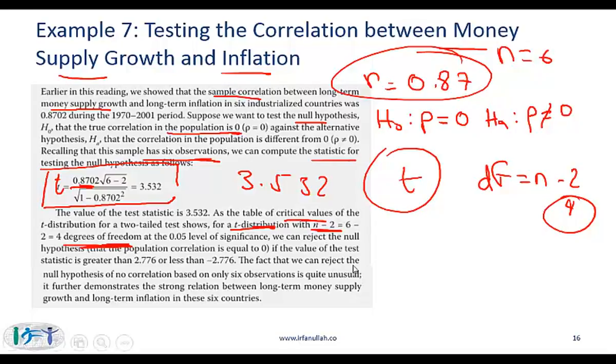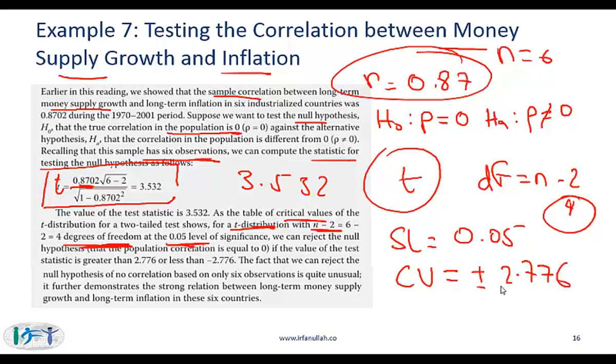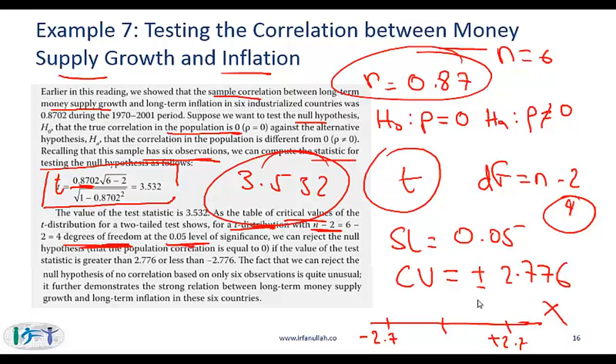Okay, so we look up the t table, and if the significance level is 0.05, this is the same as saying confidence level of 0.95 or 95%, the critical value is equal to plus or minus 2.776. Again, this comes from the t table. So if you go back again to level 1, if you recall, you have minus 2.776 and you have plus 2.776. Where is the test statistic falling? The test statistic is over here, to the right of this.